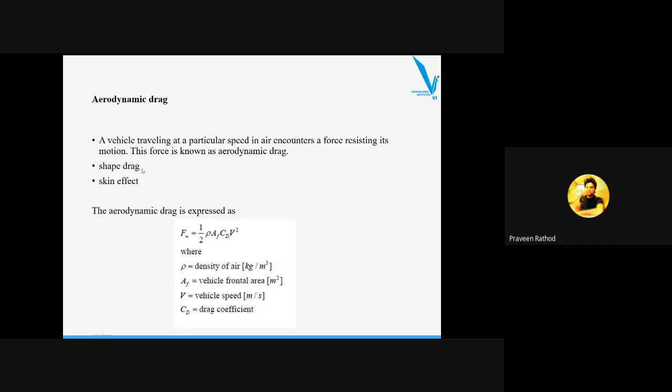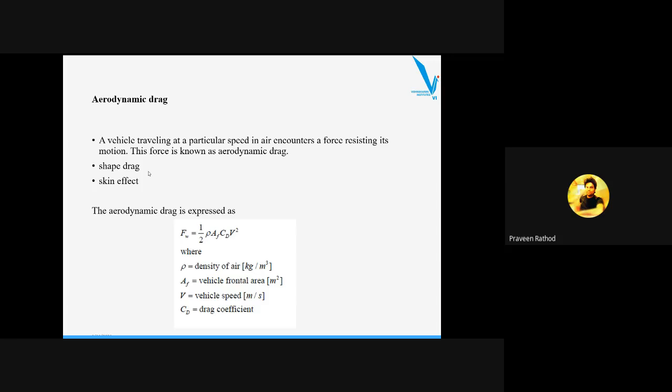Okay, here we have two types: shape drag and skin effect. The shape drag is due to the shape of the vehicle, as the name indicates. The forward motion of the vehicle pushes the air in front. Whenever the vehicle is moving, it pushes the air, and the air cannot instantaneously move out of the way, so the pressure increases. Whatever pressure is on the vehicle will increase. This results in high pressure in front of the vehicle.